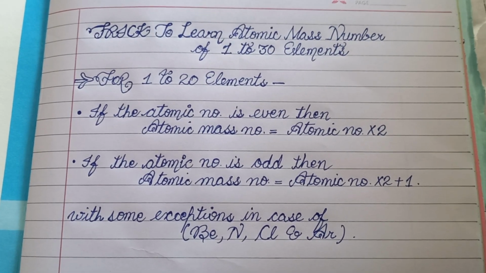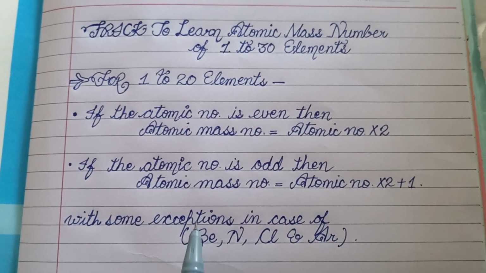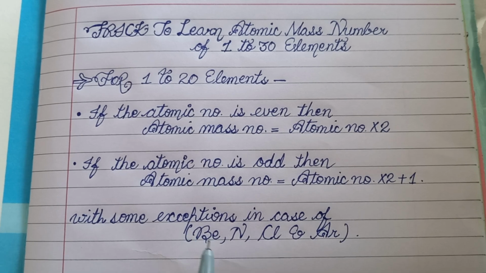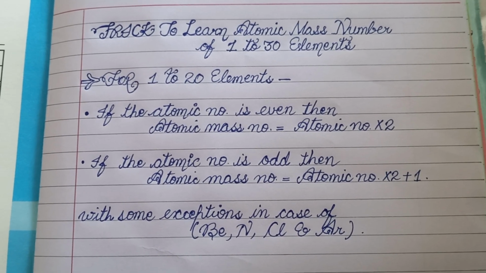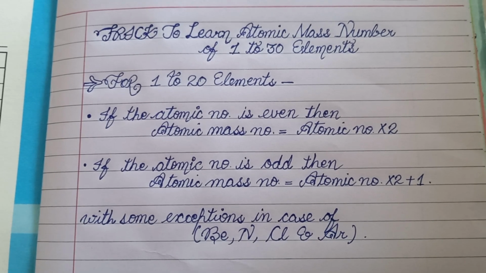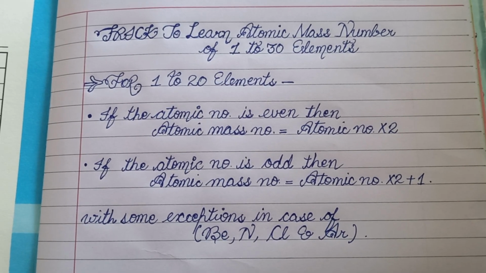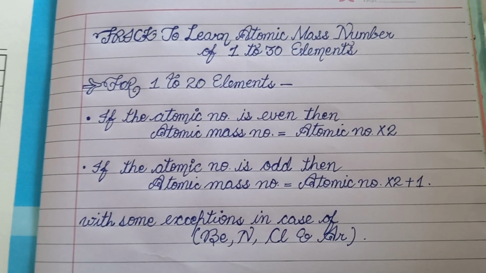But there are some exceptions. This trick is not applicable in the case of beryllium, nitrogen, chlorine and argon. But in these cases also, I'll tell you how to learn the atomic mass number of these elements.